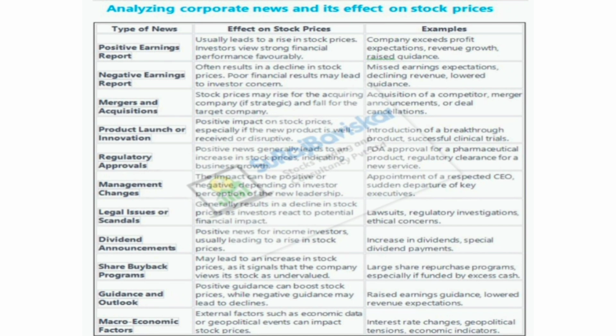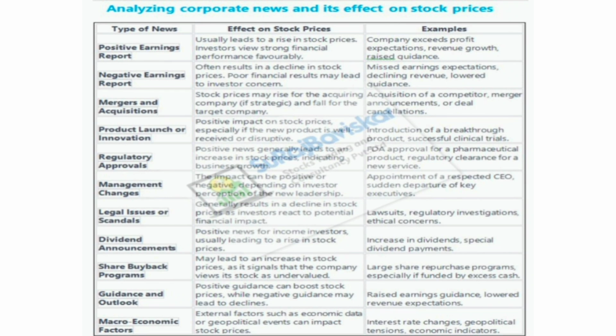So guys, each and every company is announcing their quarter to quarter results, and they are sharing their earnings reports with SEBI as well as all investors. So usually if there is a positive earnings report for the company, it leads to a rise in the stock price. Investors view strong financial performance favorably and they are buying positions in that stock. So the stock price is rising in such cases. For example, a company exceeds the profit expectation, a company has increased its revenue growth, or they raise the guidance for the upcoming quarter or half year or year. So that is a positive sign.